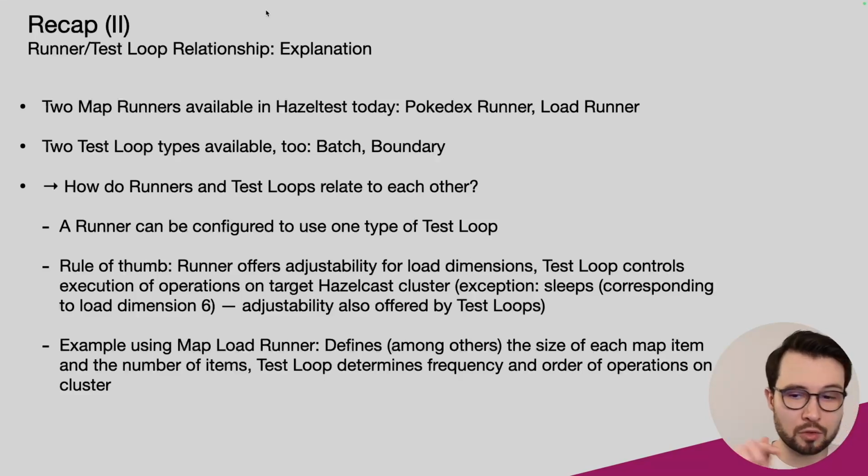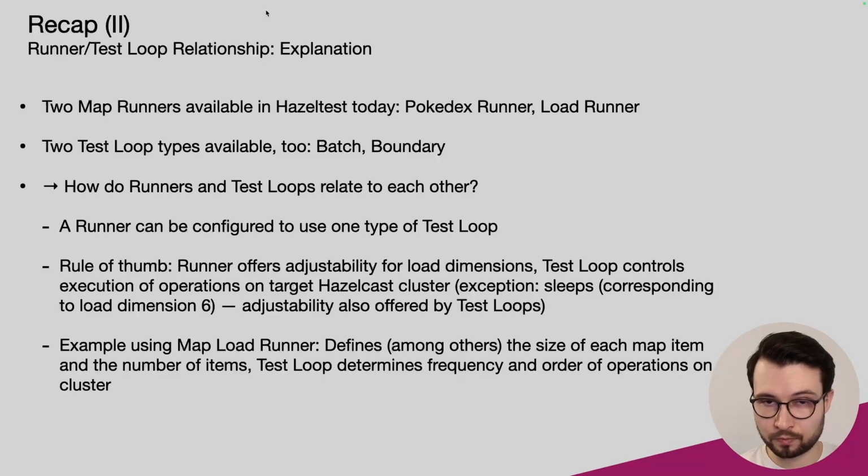And the exception to that rule is sleeps. This corresponds to load dimension 6 because the less you sleep, the more operations per second you can execute, right? So that's load dimension number 6. And sleeps, that is sleep configuration, are also offered by the test loops. Short example of this: the map load runner lets you define, among others, the size of each map item as well as the number of items, which correspond to load dimension 2 and load dimension 3 respectively, but it's the test loop that determines the frequency and the order of operations on the cluster.